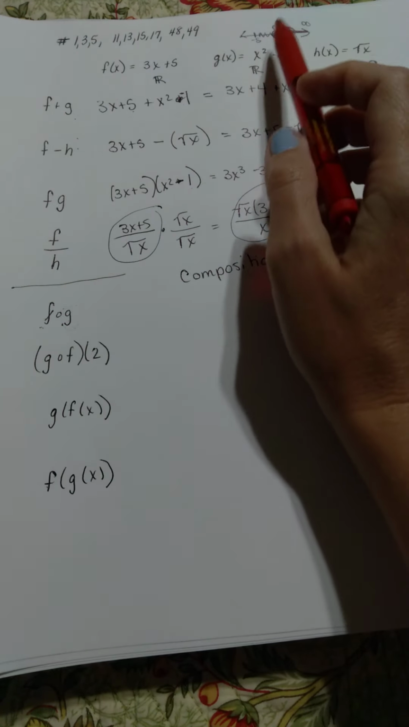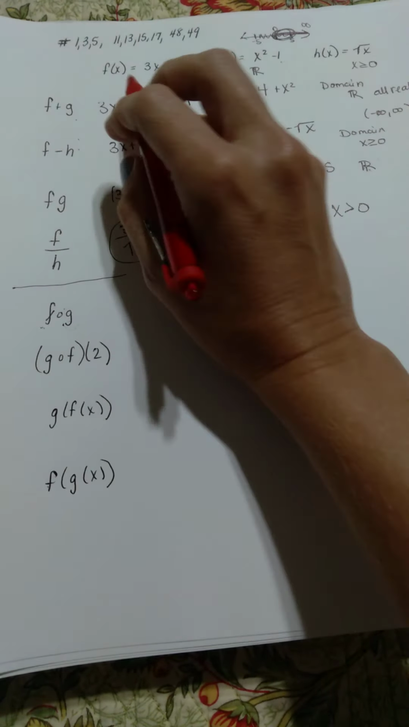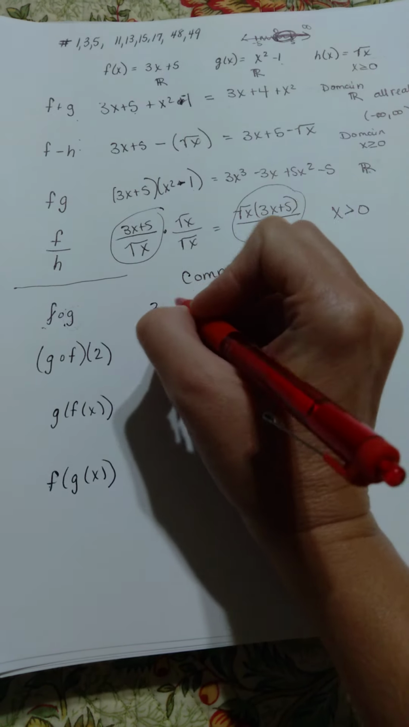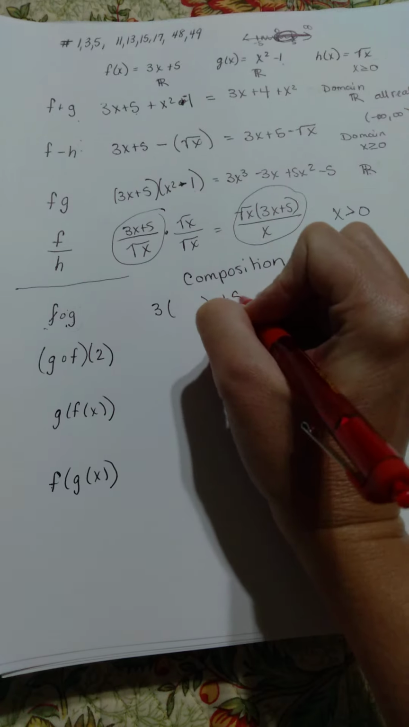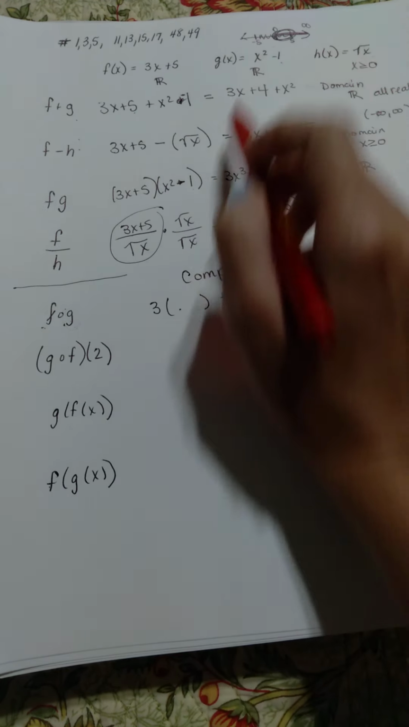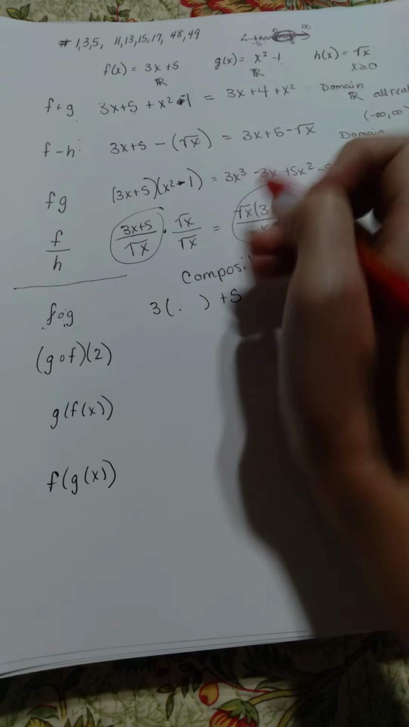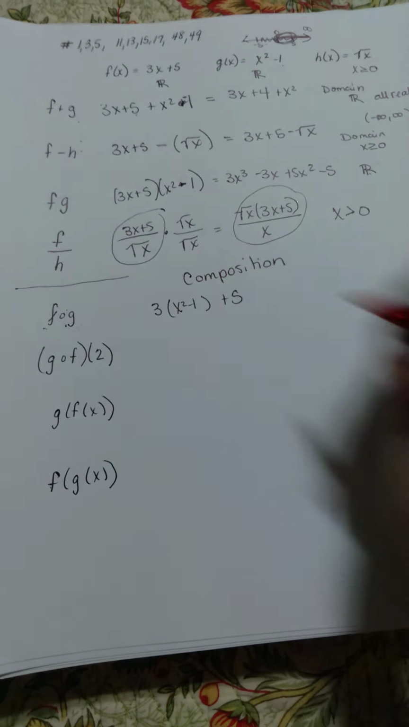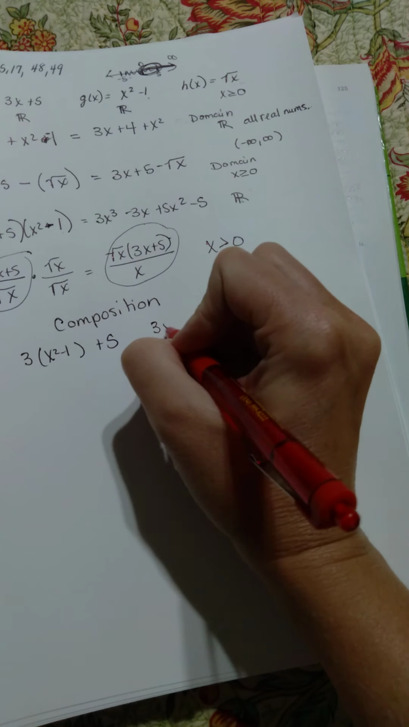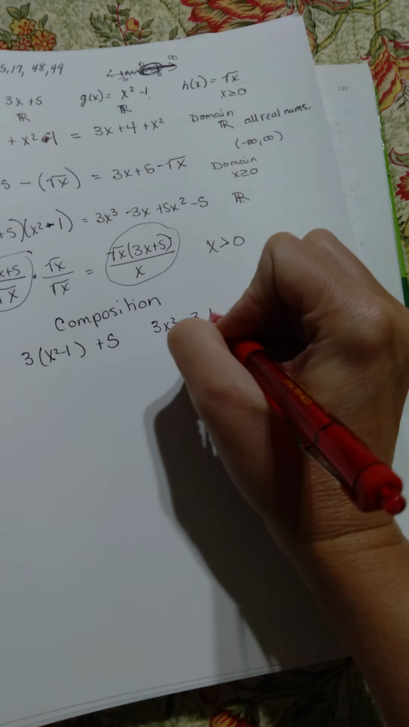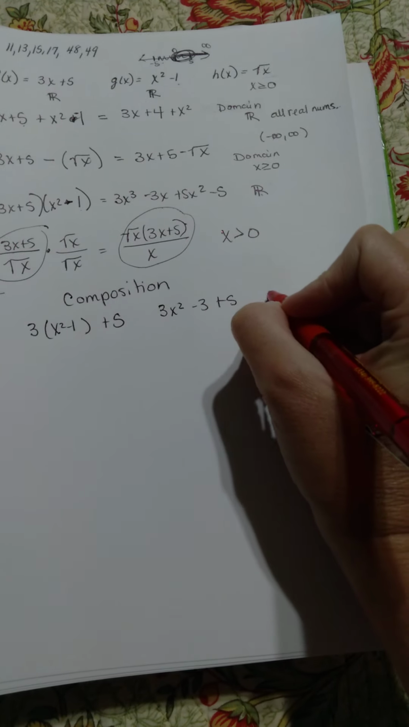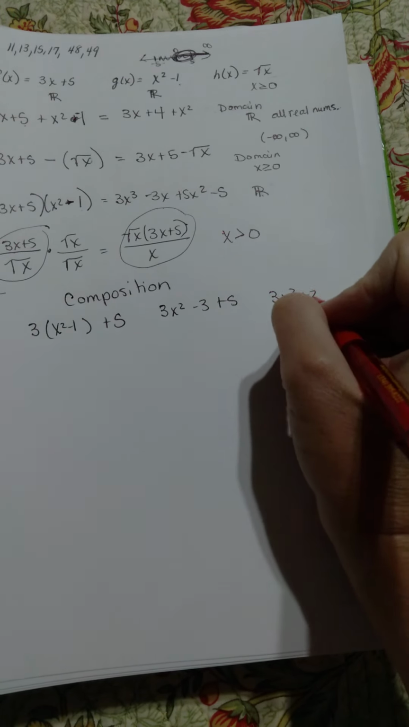What does that look like? Well, g is x squared minus 1. So we go to f, and everywhere there's an x, we replace that x, so it's 3x plus 5. I replace that x with the entire function of g, x squared minus 1. And then again, we simplify as much as possible. 3x squared minus 3 plus 5, so I distributed through, put those like terms together, 3x squared plus 2.